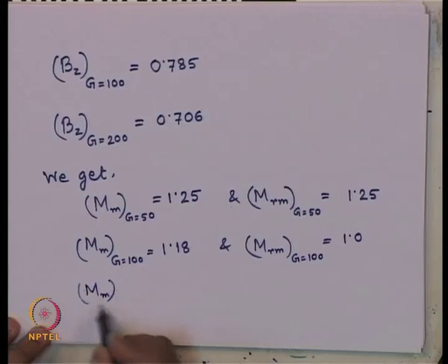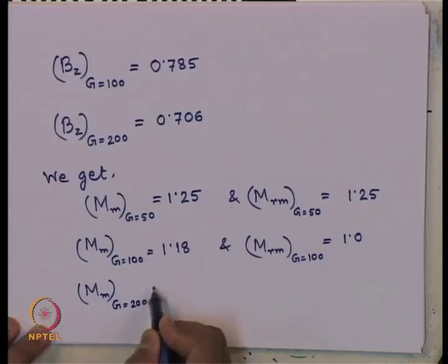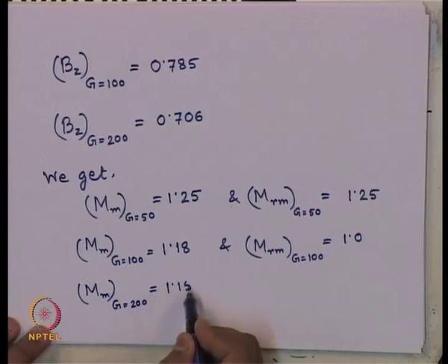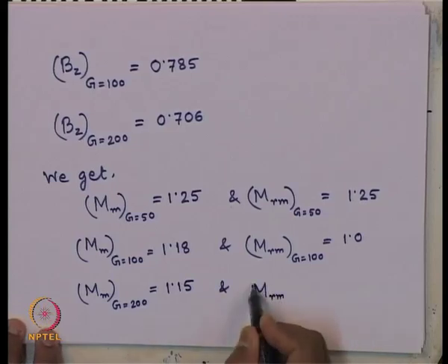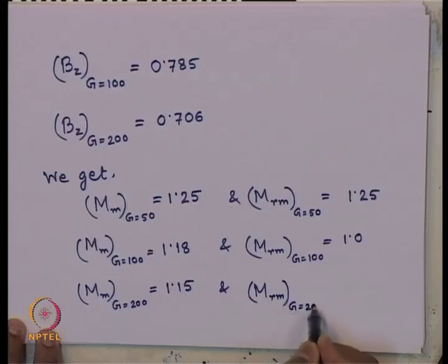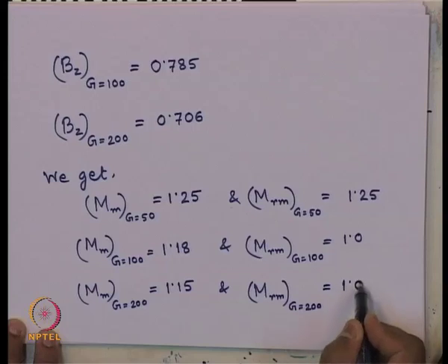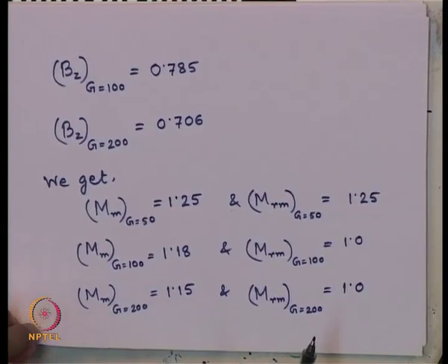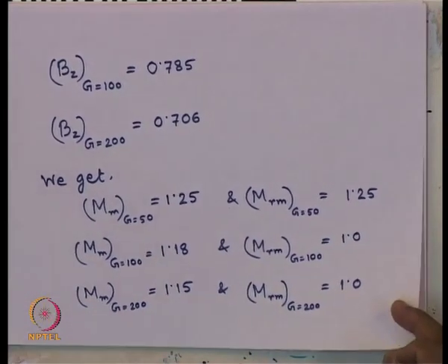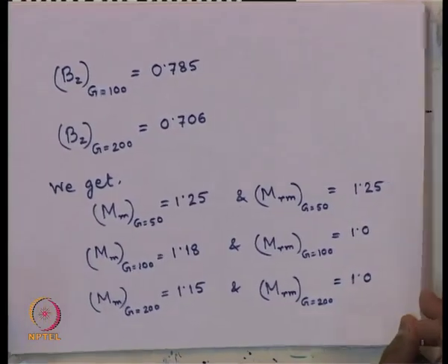Similarly, for G equals to 200, I am reading the value from the design chart as 1.15, and MRM for G equals to 200 also remains 1. It will always be better if you blow up or magnify the available design chart and then read using a scale properly. That is a better way to read the correct values. Now, let us use the available equations to compute the displacement amplitude.